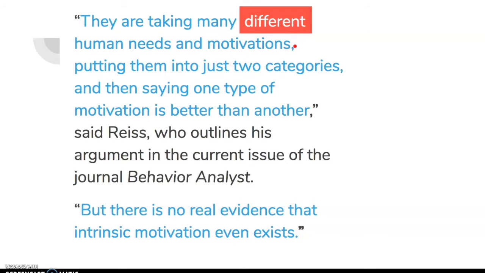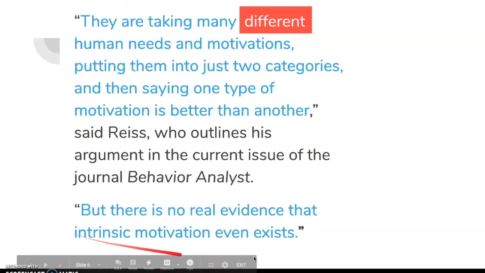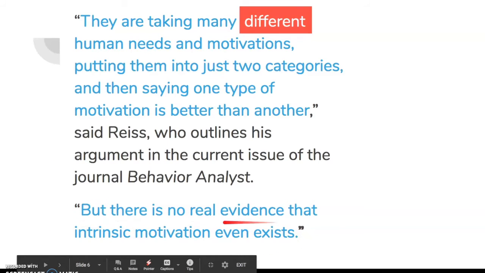All right. So now let's take a look at this main idea. They're taking many different human needs and motivations, putting them into just two categories, and then saying one type of motivation is better than another. So it starts off with the word they, and it's said by Rice, so we can conclude that this is not his point of view. So the point of view that he holds is probably going to be in his quote down here. There is no real evidence that intrinsic, remember, this is motivation that comes from inside, motivation even exists.